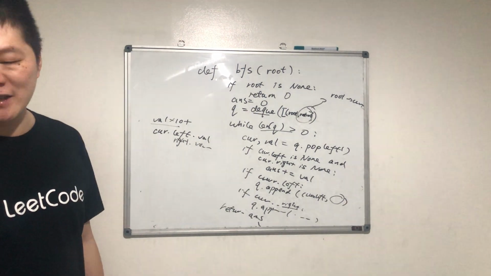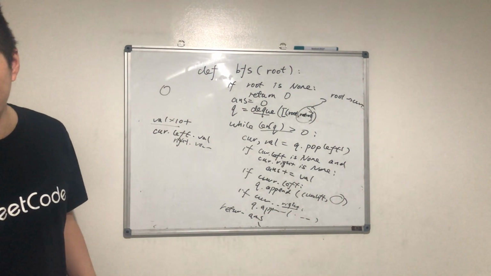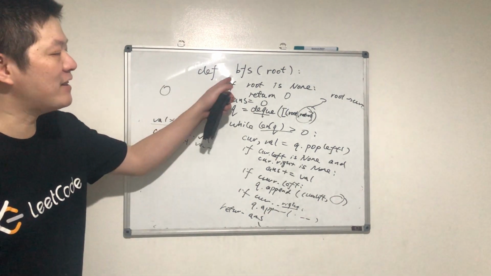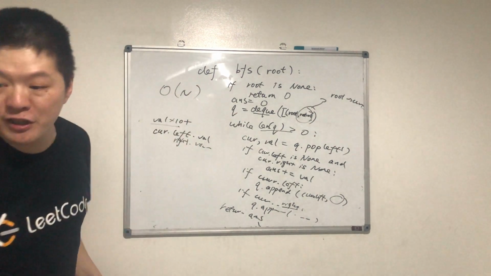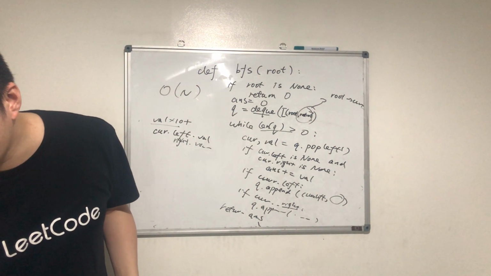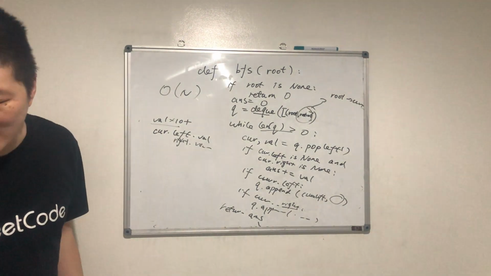What's the time complexity? If there are n nodes in the binary tree. N. Yeah, well done. Because we're visiting each node exactly how many times? One time. Okay, what's the space complexity?